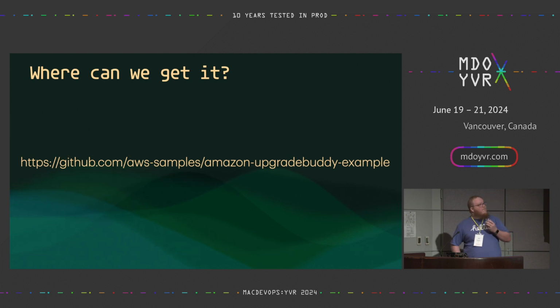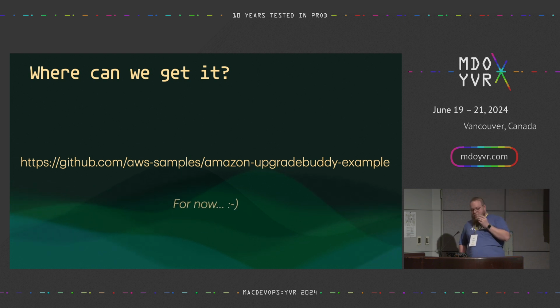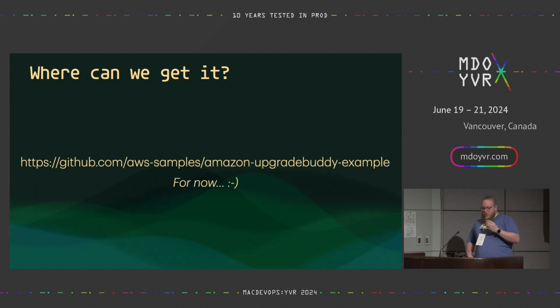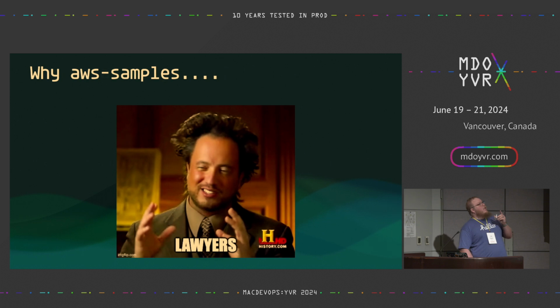So where can you get it? AWS samples, Amazon UpgradeBuddy example. For now. You'll notice it's under samples. It's a little odd, ain't it? I'll answer that with one simple image. Lawyers.